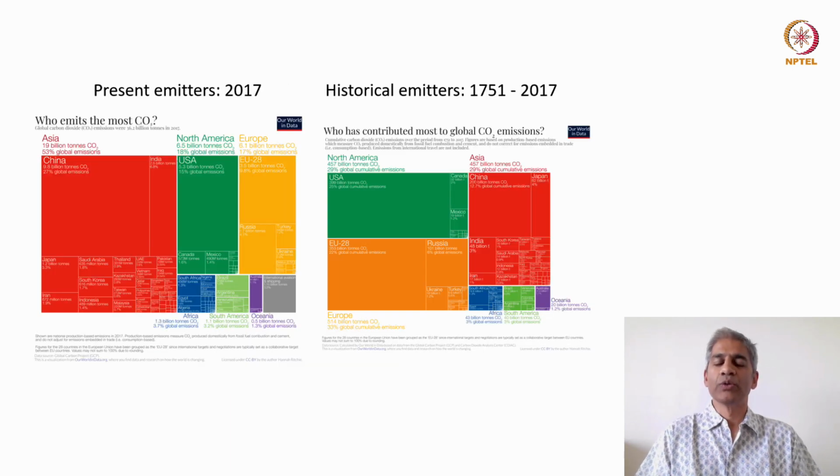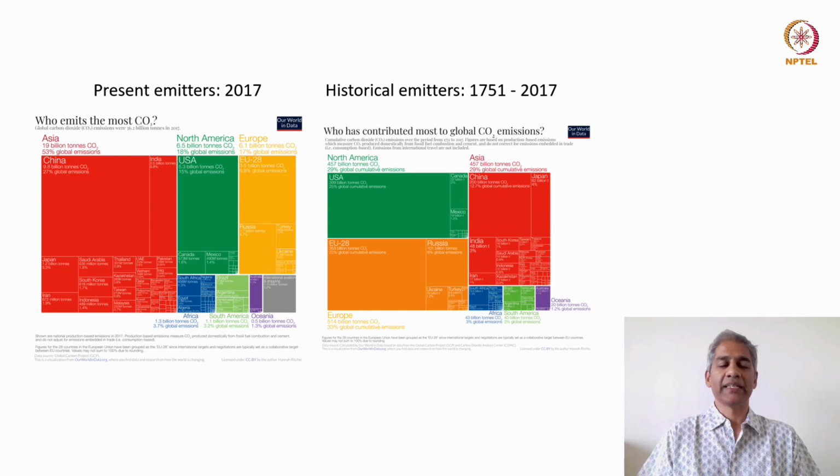So then moving on to who are the emitters of these greenhouse gases. There are two graphs shown here: present day emitters, where the data are for 2017, and historical emitters, where the data is clubbed from 1751 to 2017. If you look at the graph on the left, the different colors refer to different continents. So Asia is shown in red, North America in green, Europe in yellow, and so on.